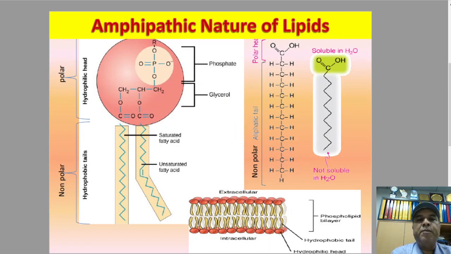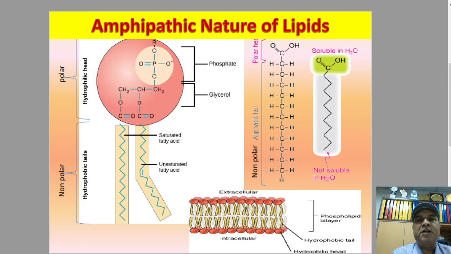So what are amphipathic molecules? Amphipathic molecules are the molecules which contain both polar groups as well as non-polar groups, or polar and non-polar regions in the same molecule.